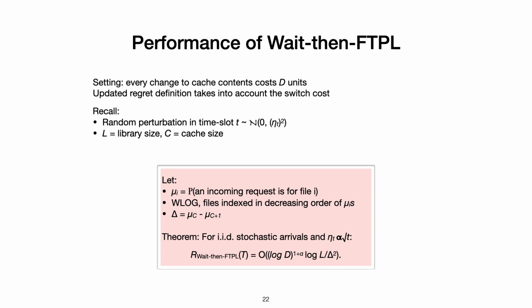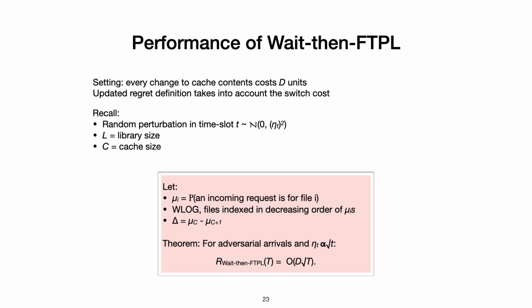The regret of wait then FTPL with learning rate proportional to square root small t increases logarithmically with the switch cost capital D and is a constant with respect to time. Wait then FTPL thus has order optimal regret with respect to time for IID stochastic arrivals. Our next result characterizes the performance of wait then FTPL with learning rate proportional to square root small t for adversarial arrivals. The regret of wait then FTPL scales as square root capital T over here.